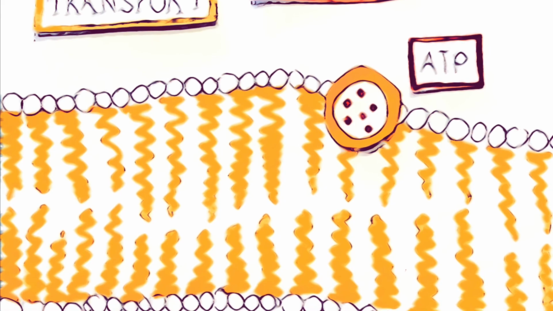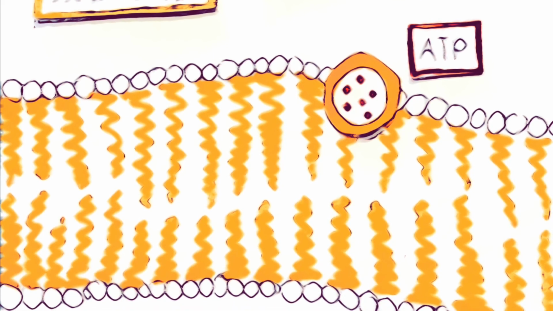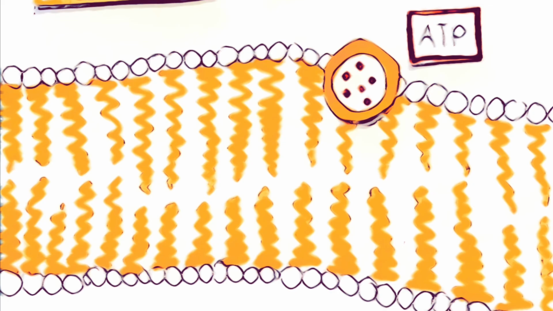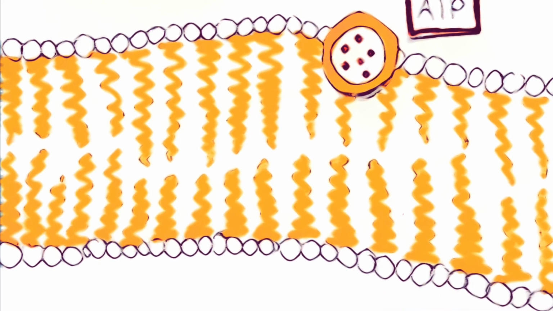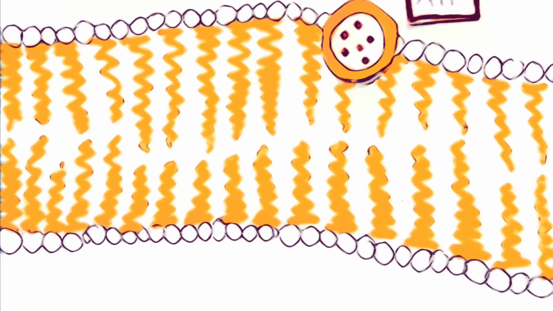The word endocytosis is used to describe the movement of substances into a cell. The word exocytosis refers to the movement of substances out of a cell.